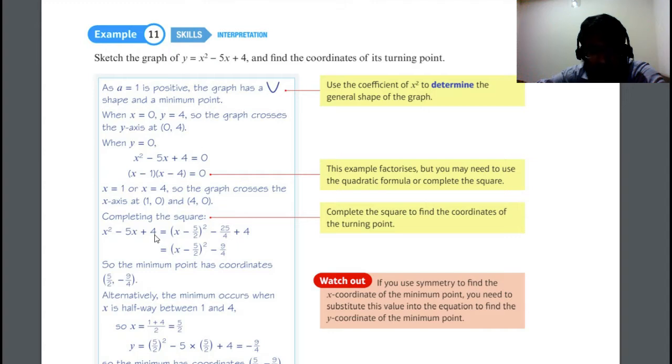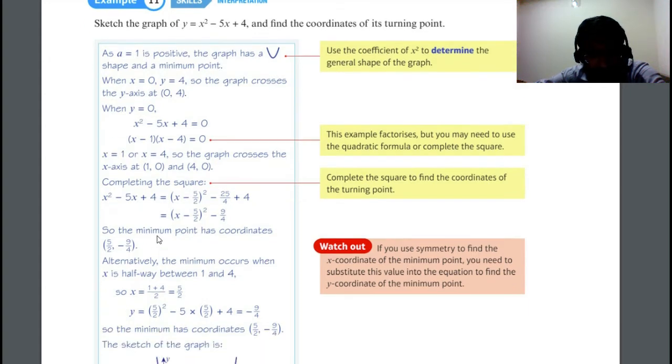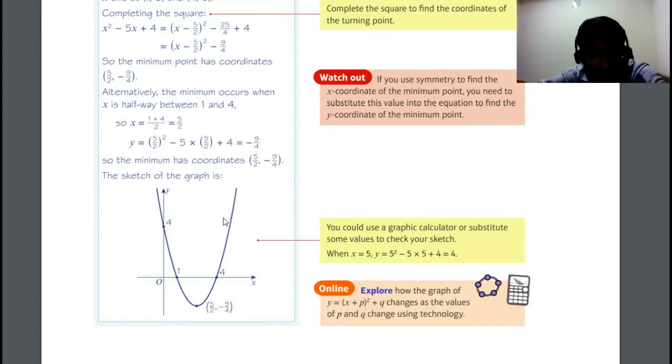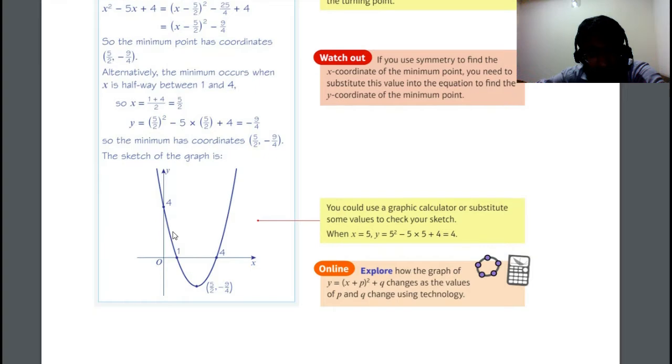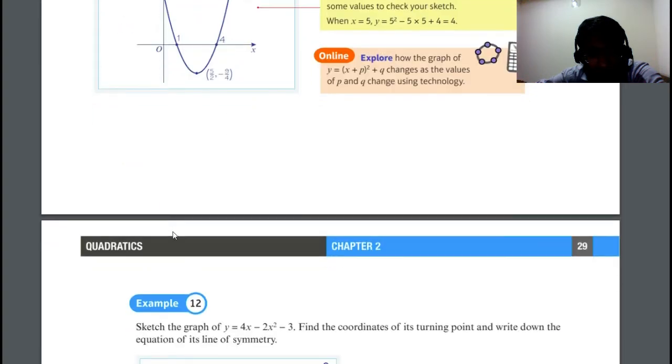Okay, the turning point, I turn this equation into the completing square method. X minus 5 by 2 whole squared minus 5 by 2 whole squared plus 4. So that gives me the turning point of minus p comma q. So 5 by 2 comma minus 9 by 4. So this is what the graph would look like.